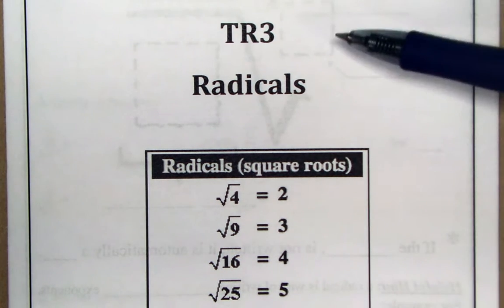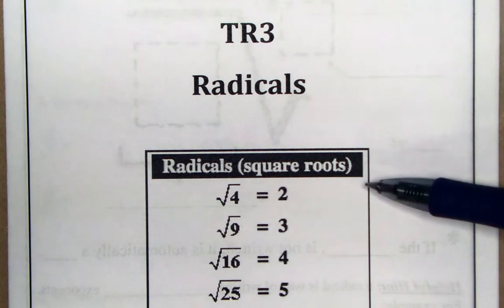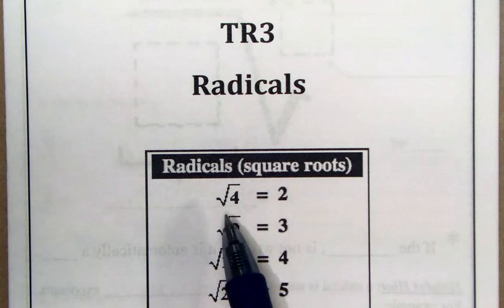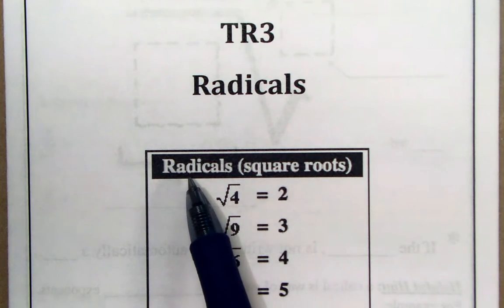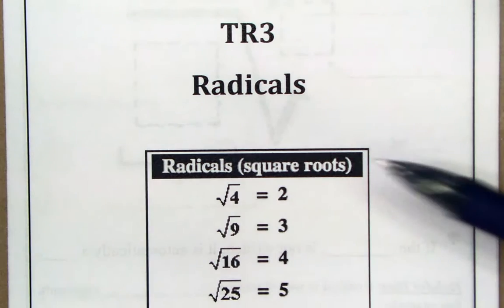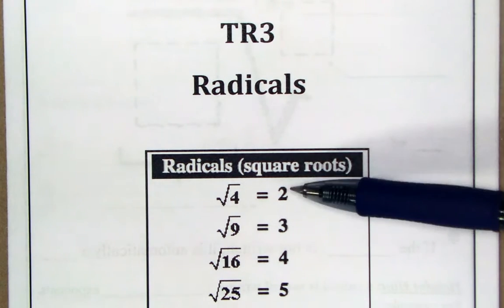All right, so this lesson's on radicals and square roots. Those terms are somewhat interchangeable, but the symbol itself is called a radical. When it's being used to square root, we call this a square root. Now, let's just talk about what a square root is.